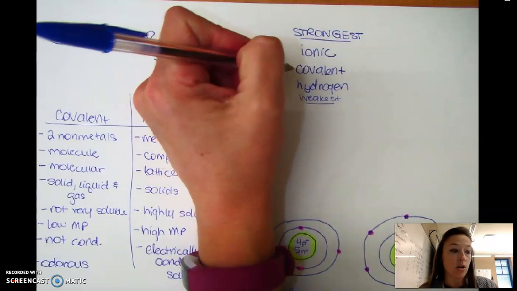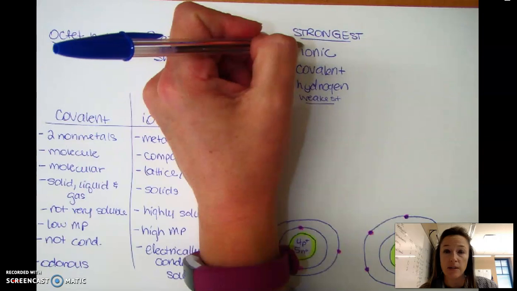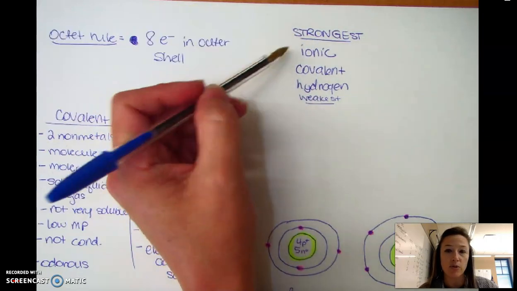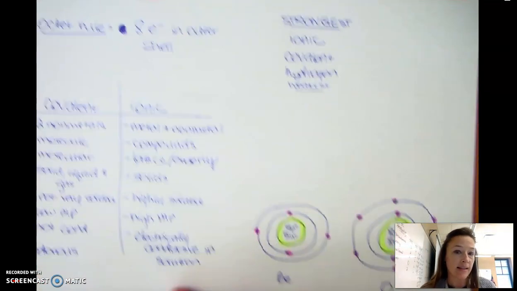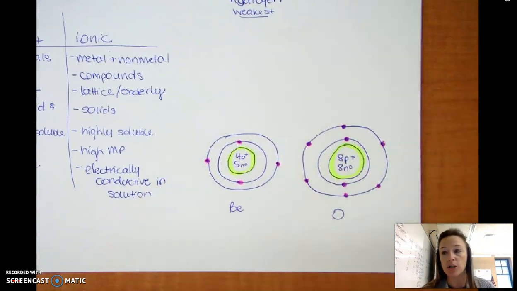If you talk about diamonds, you could argue covalent being stronger, but for most questions, they're going to assume that ionic is stronger. All right, and then the last thing is the steps that occur when an ion is formed or ionic bond is formed.